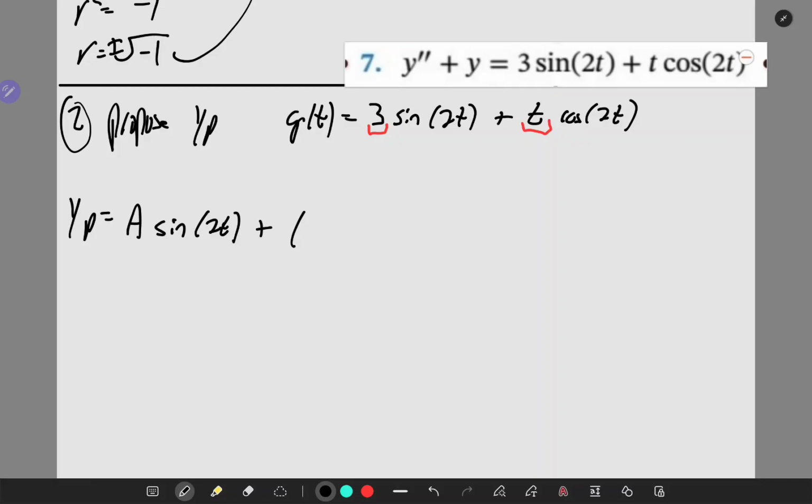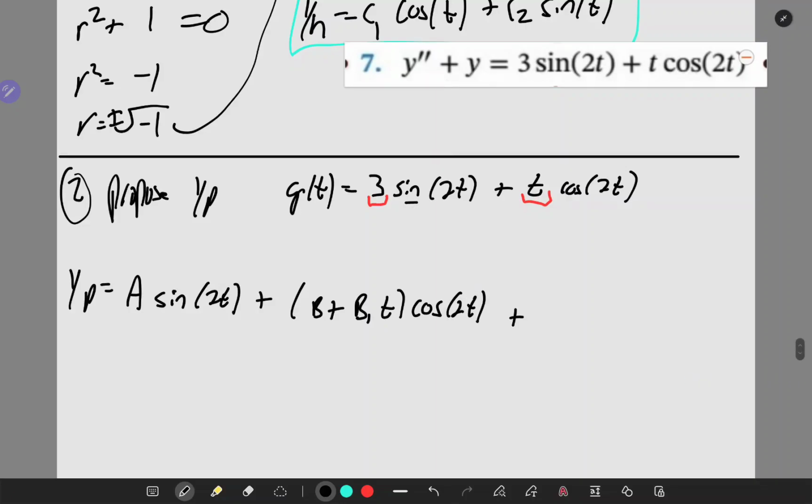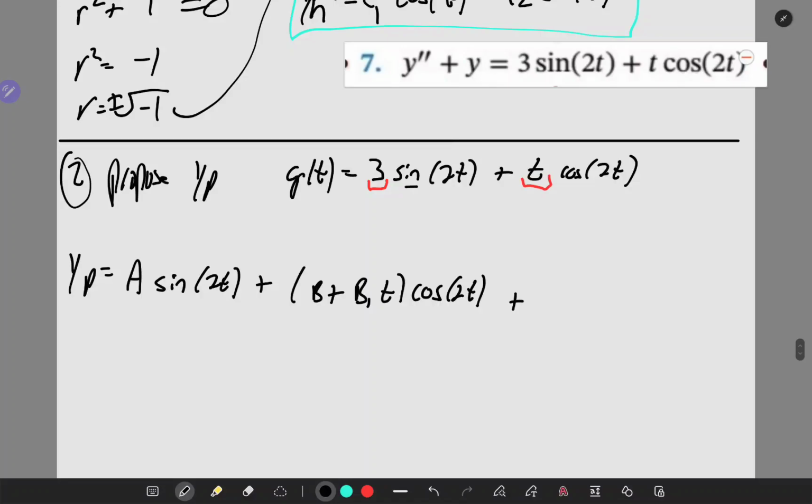So we're gonna have b plus b sub 1 of t times cosine of 2t plus, but then I have extra terms. Hold on, give me 1 second, I'm confused. For some reason when I did it, I completely ignored this first part of g here. I'm not sure why. Maybe it cancels, I don't know. But why would I ignore that? Well, let me just keep going with this and see where it goes.